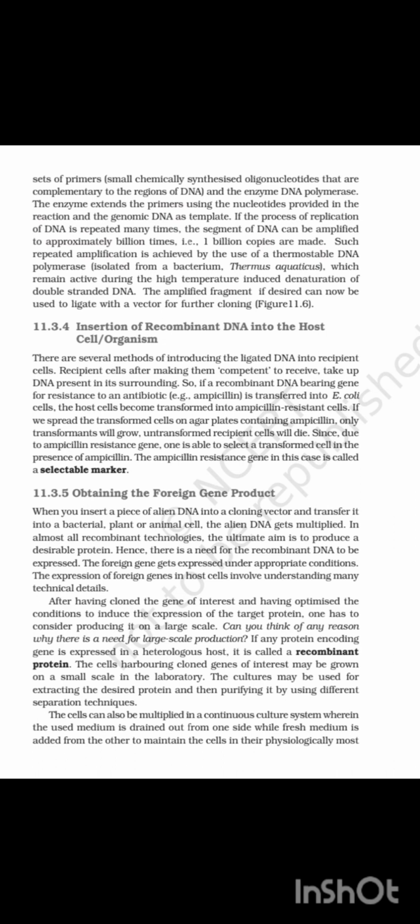In the process, replication of DNA is repeated many times. The segment of DNA can be amplified approximately a billion times. One billion copies are made. Such repeated amplification is achieved by the use of thermostable DNA polymerase isolated from the bacterium Thermus aquaticus, which remains active during the high temperature induced denaturation of the double-stranded DNA. The amplified fragment, if desired, can now be ligated with the vector for further cloning. Figure 11.6.